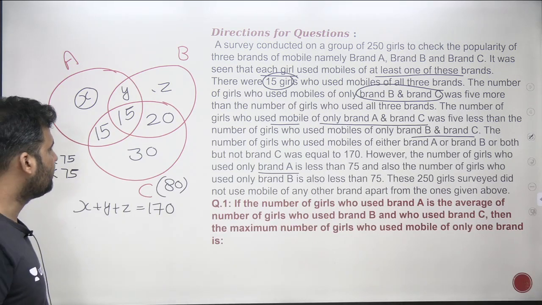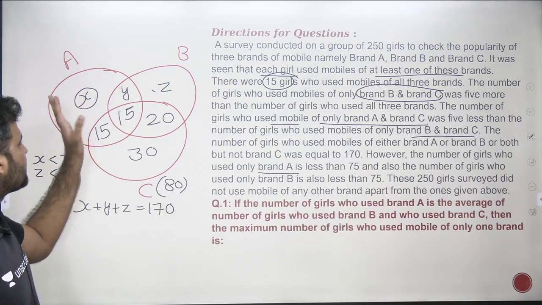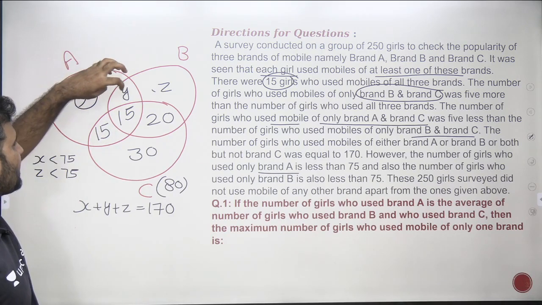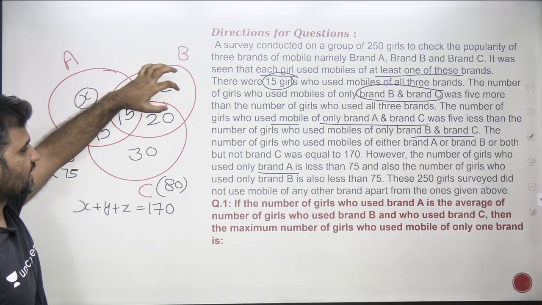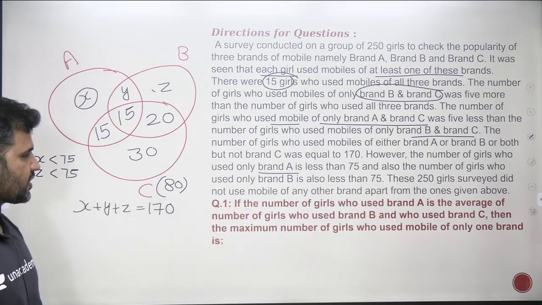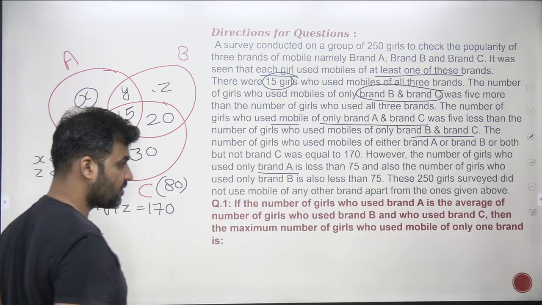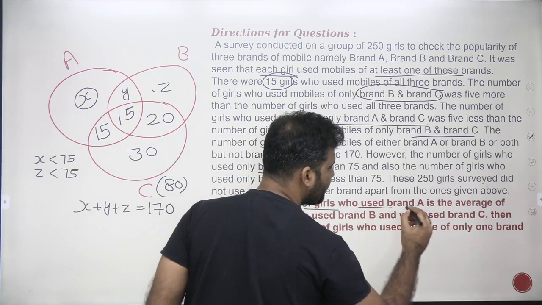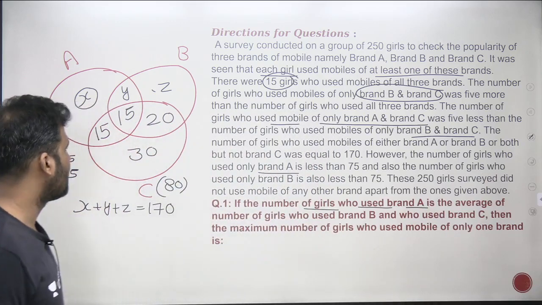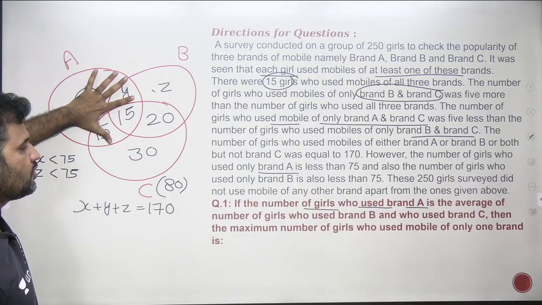Now let's read the question. Nothing has been given that can help us in finding the unique values of X, Y and Z. Right, and let's read the question. The question is based on the maxima and minima concept. The question says the number of girls who used brand A. What is the number of girls who used brand A?